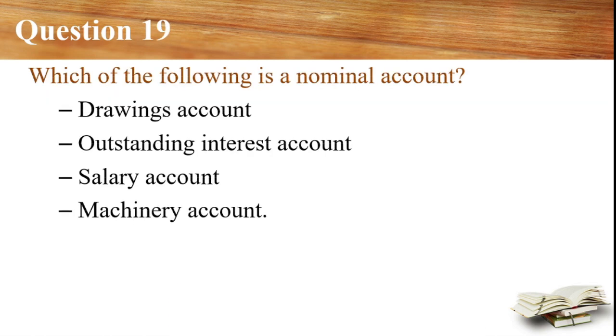19th question. Which of the following is a nominal account? Options: drawings account, outstanding interest account, salary account, and machinery account. Answer: salary account. Last question.